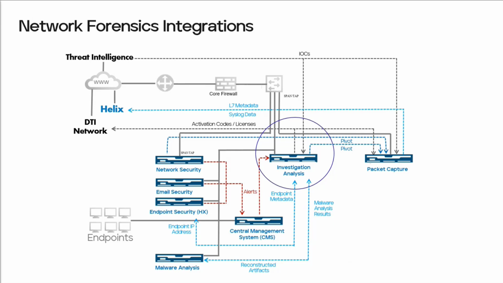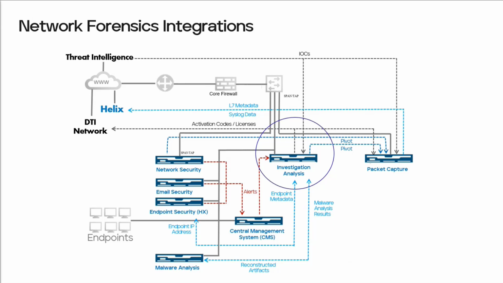The packet capture appliance can send L7 metadata and syslog data to Trellix Helix. So that could be used within the Helix console to perform your network forensics if the Helix system is used for your network forensics analysis.